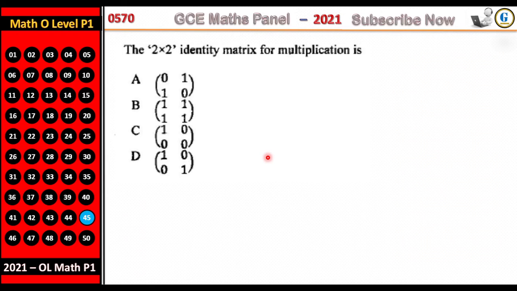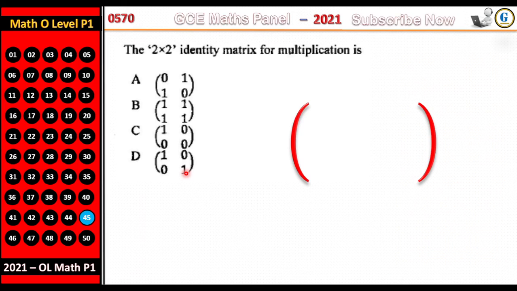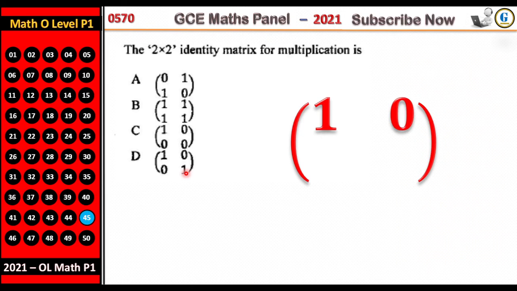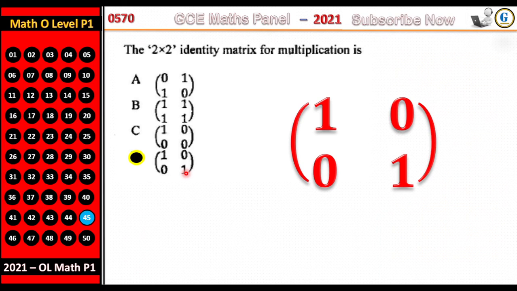Our key is A. The 2 by 2 identity matrix for multiplication is, an identity matrix has only ones on the leading diagonal and zeros elsewhere. The leading diagonal is this line like this. So the 2 by 2 identity matrix is 1 0 0 1. So we have D as our key. 46.